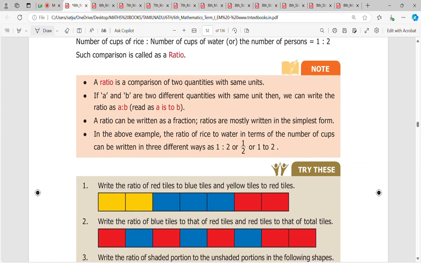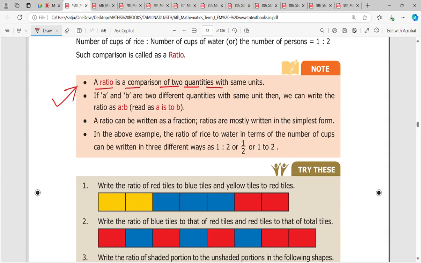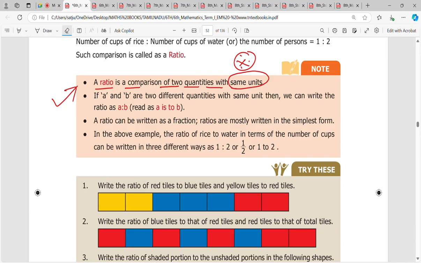Yes, this table alone you note. That's it. A ratio is a comparison of two quantities with the same unit. This is very, very important. During the class also, batch 1 and batch 2, related to the ratio and proportion, I mentioned that one. So this is batch 3. We are doing the foundation here. Same unit, that is very important.